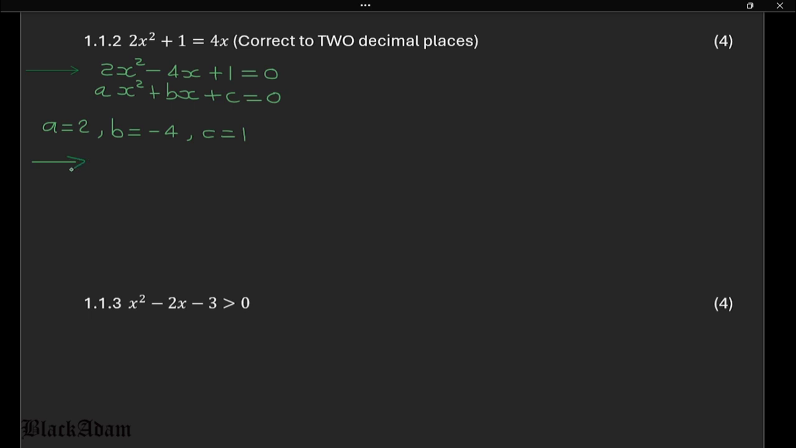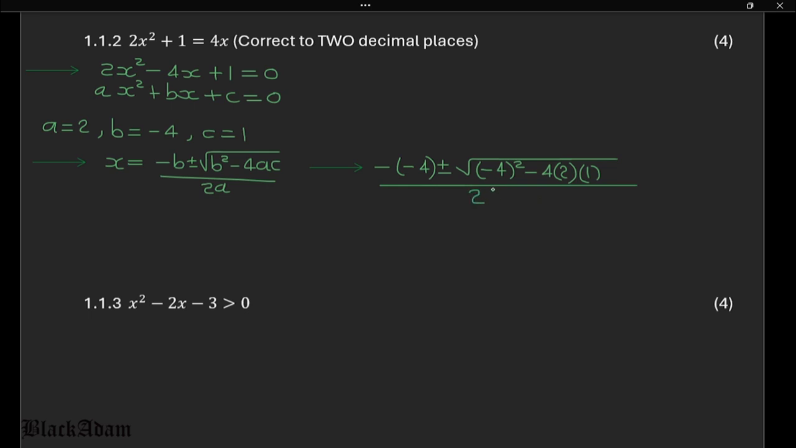Then we use the quadratic formula, where it says x, if we can't factorize, is negative b plus or minus the root of b squared minus 4ac, over 2a. And that will give us substitution of negative b, which is negative 4, plus or minus the root of negative 4 squared, which is b, minus 4, and then we have a is 2 and c is 1. All of that divided by 2, bracket, a is 2.